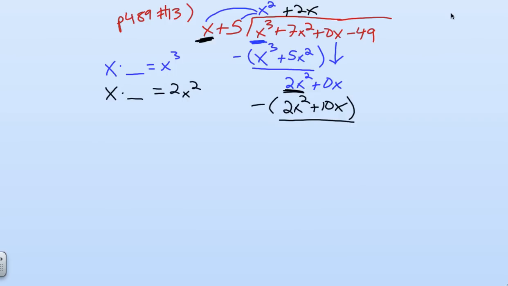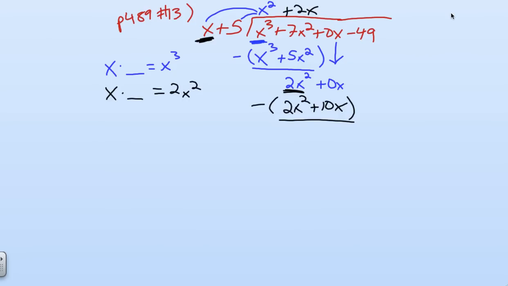Here is why we put the 0x in there. Because if you didn't have the 0x, what most people would probably incorrectly put is a minus 49 here. And negative 49 and 10x are not like terms. So that would get looking really awkward. So that is exactly why we want to have the 0x in there. Okay, so I'll put that back in.